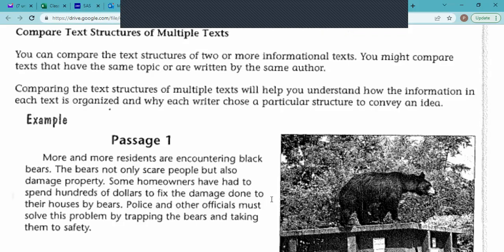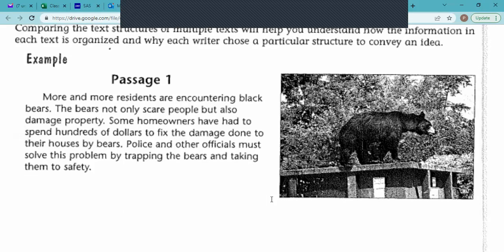Okay. Here's your first passage. More and more residents are encountering black bears. The bears not only scare people, but also damage property. Some homeowners have had to spend hundreds of dollars to fix the damage done to their houses by bears. Police and other officials must solve this problem by trapping the bears and taking them to safety. If you want to pause your screen and reread this, go ahead and do that.